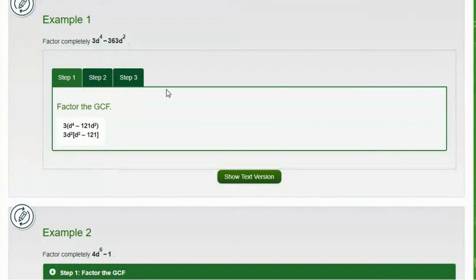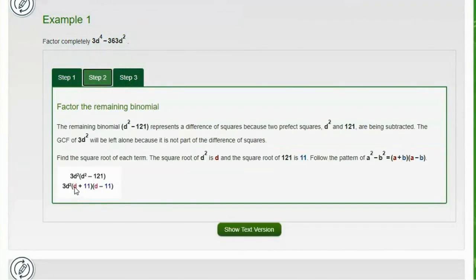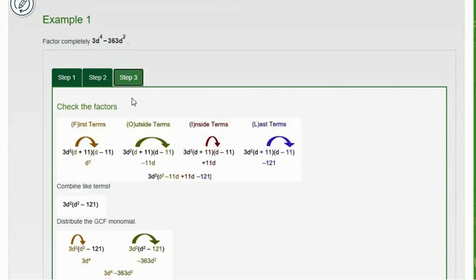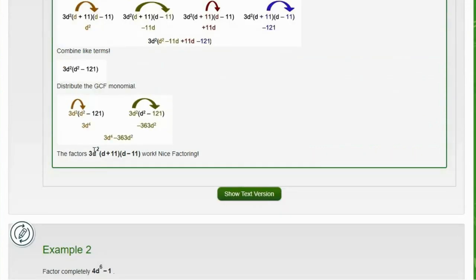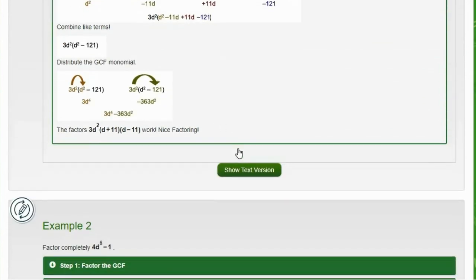All right, I'm going to turn it over. I'm sure we've got some more fun stuff on the other side that we'll be doing here in just a minute. Let's see. So they went through their same steps, and they got 3d squared, d plus 11, d minus 11. And then they multiplied it back together just to make sure it got back to where it started.